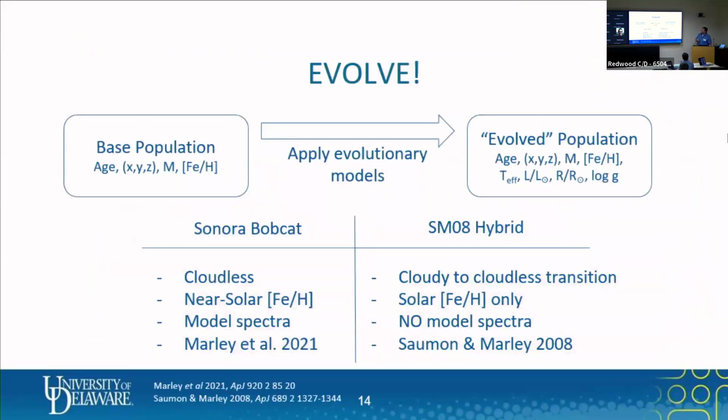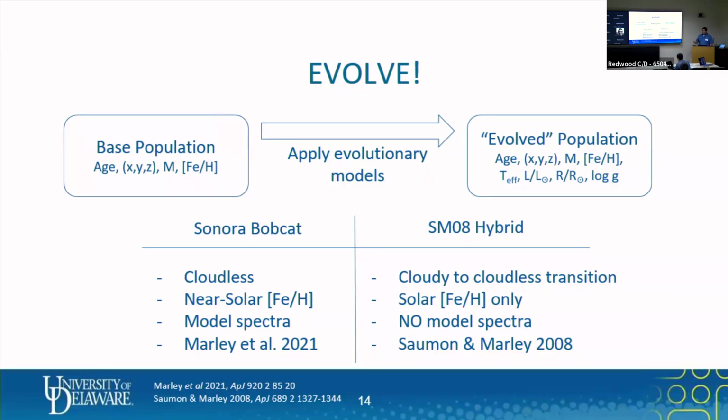So what we did is we used some evolutionary models. We interpolated our base population, and we got out parameters like temperature, luminosity, and radii. Specifically, we used two evolutionary models. We first used the Sonora Bobcat cloudless models. These are really good for those colder, cloudless, clear atmosphere T-dwarfs. But then we also used the Saumon and Marley 2008 hybrid models, which for hotter temperatures start cloudy and then transition to cloudless.